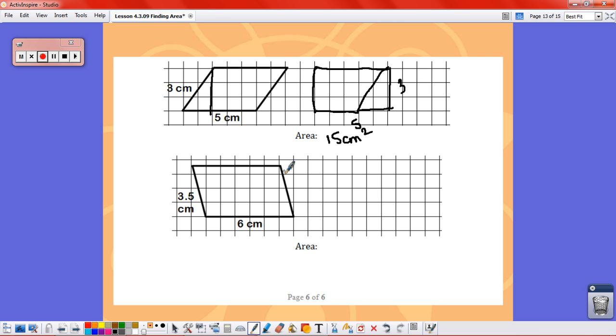Hopefully you're getting the pattern here. If I cut this off here, scribble it out, move it over here instead, it's 1 wide, 3.5 tall. Now I have a rectangle instead. 6 times 3.5, which is 21.